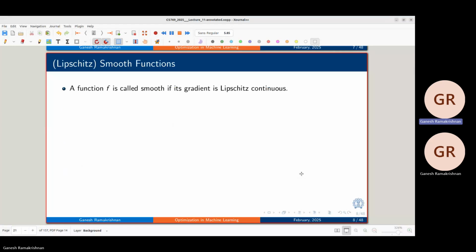Now we look at the next property. I'm going to erase the right hand side, which is smoothness. Smoothness has to do with the rate of change of the function's gradient. So we'll have an analogous journey here. Basically, we are saying function f is smooth if its gradient is Lipschitz continuous.